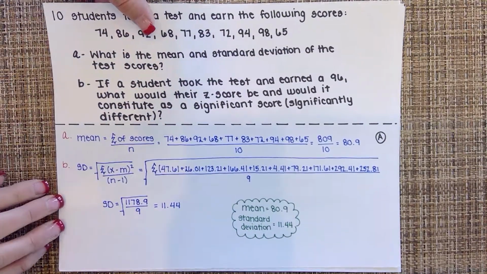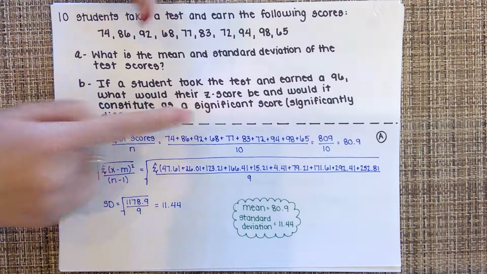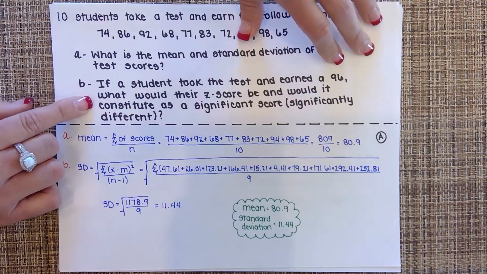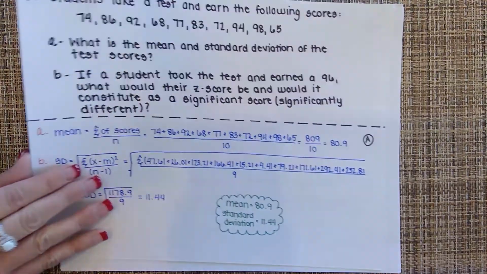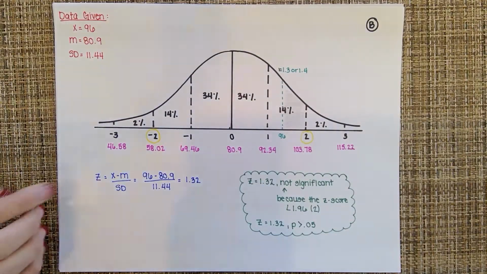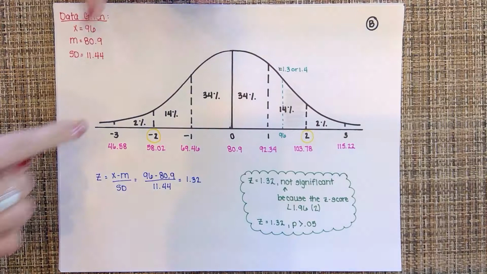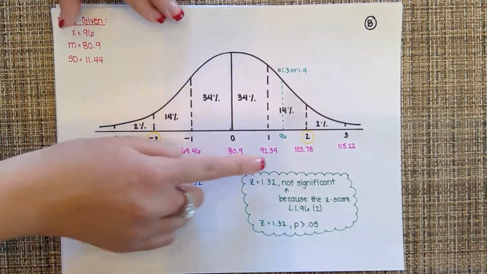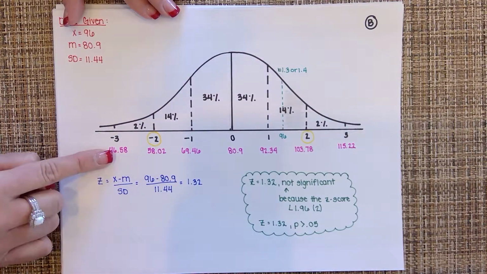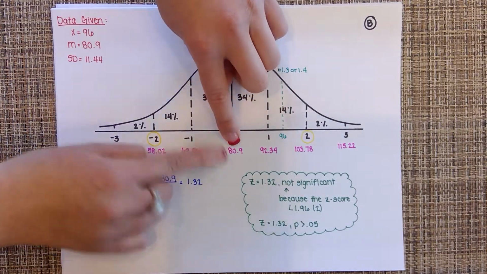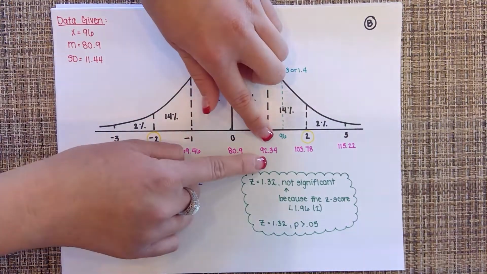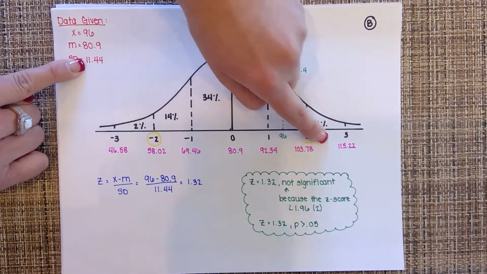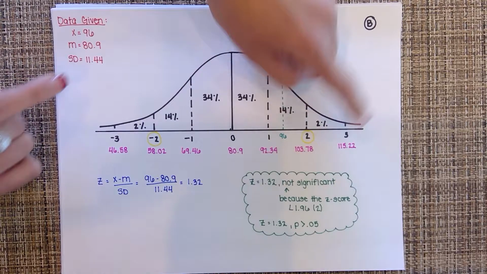And then you're going to look at B. If a student took the test and earned a 96, what would their z-score be, and would it be significantly different? So here's your normal distribution curve. You have your mean. To get these numbers here, all you're going to do is take your mean plus your standard deviation, which gives you that. This number plus your standard deviation gives you that. This number plus your standard deviation gives you that.